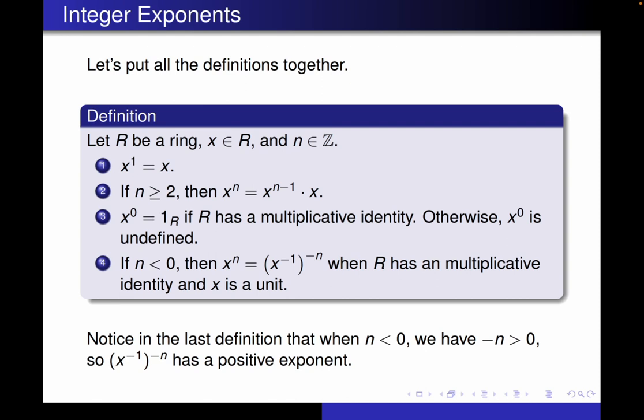And that means that x to the negative 1 to the negative n has a positive exponent, and we just use the natural number definition of exponents.